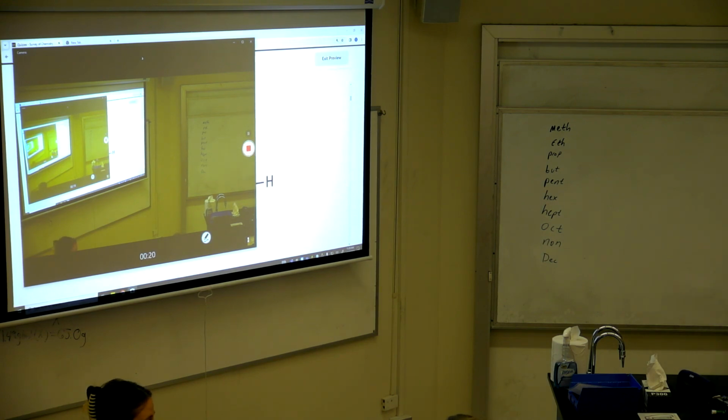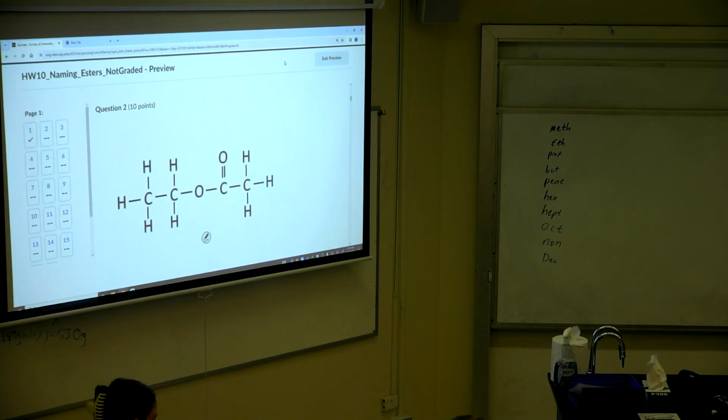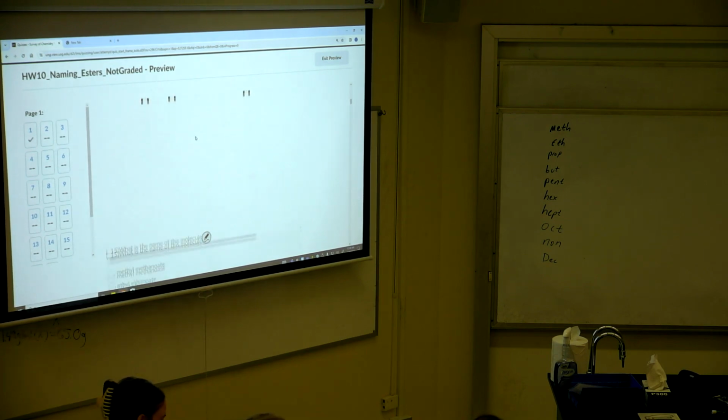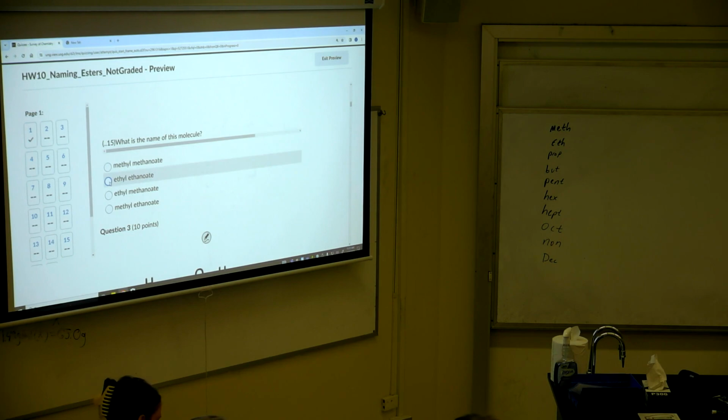All right, so what do you see? Ethyl ethanoate. Both sides are "eth." One side is ethanoate, the other side is ethyl. So it's ethyl ethanoate. Ethyl ethanoate.